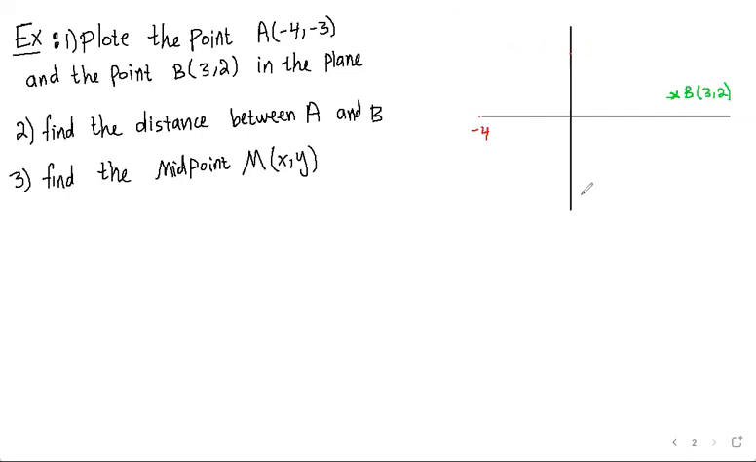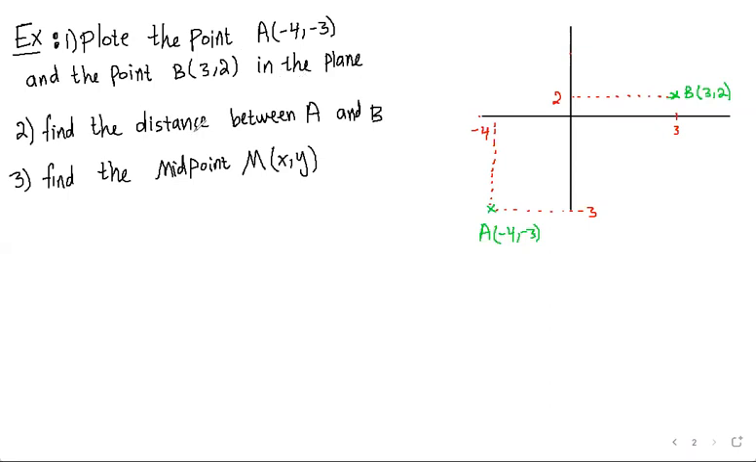Here, -4 and here like -3. So this is A of -4, -3. Again, this is my x-axis, 3 here, and here is 2. Here is -4. Here is -3. So this is the first point. Here's the second point. Now, we plot the points in that plane.